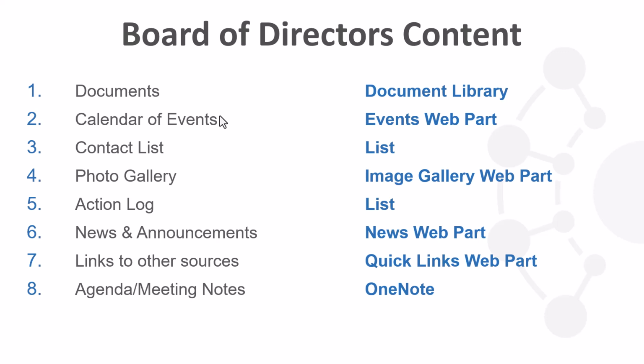So what you see on the left-hand side are pretty much the different types of contents that you typically have within board of directors. Things like obviously documents and action logs and meeting notes and agendas and all this other stuff. On the right-hand side, what you see are the actual web parts or applications that will allow you to achieve those requirements. So for example, if we want to store documents, obviously we are going to use a document library. For calendar of events, we're going to rely on the events web part. For meeting notes, meeting minutes, it's going to be the OneNote application.